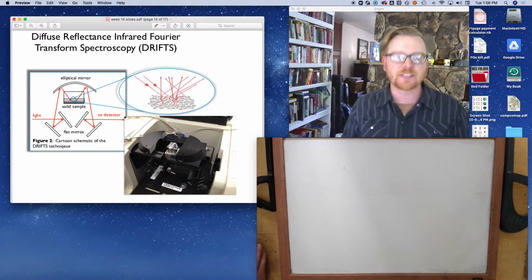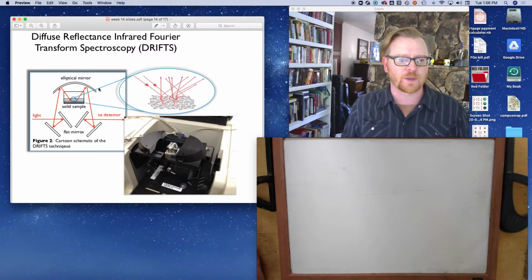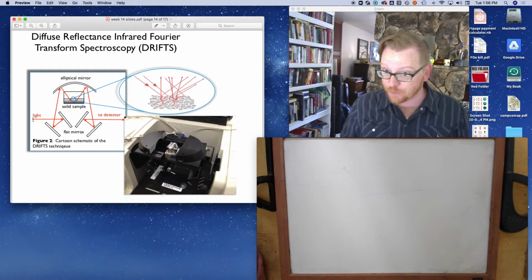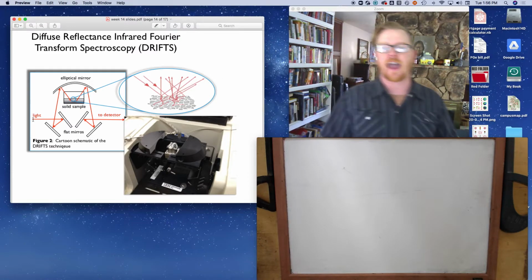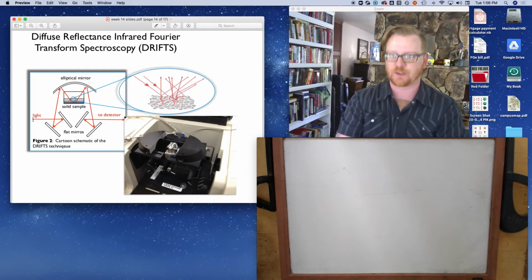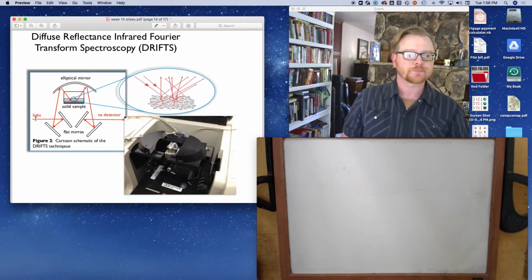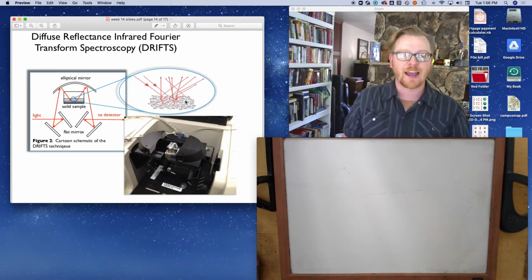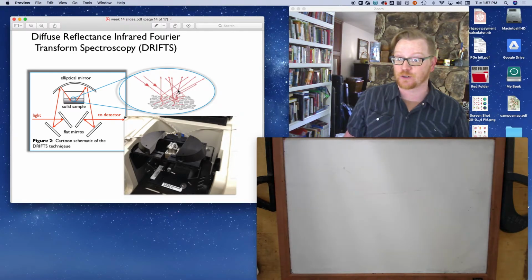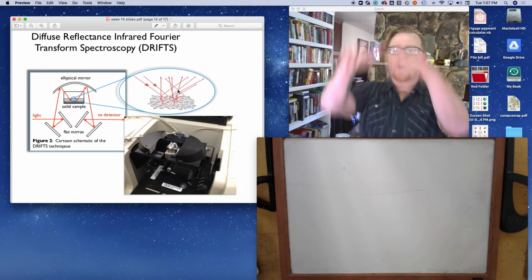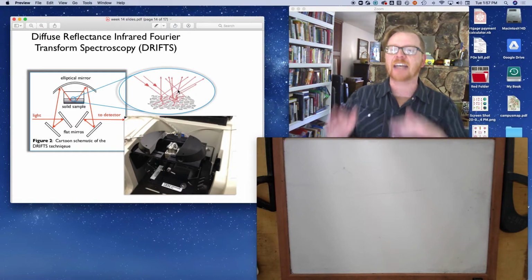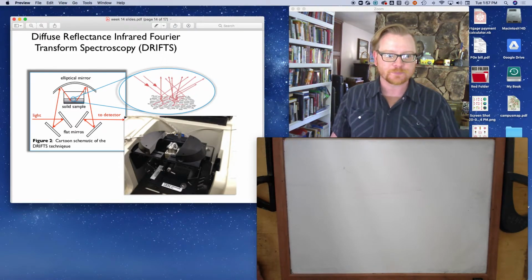It's really cool. This is the DRIFTS accessory that I have. And so there's an elliptical mirror over the sample surface. And as you can see from that zoom in, light from the Michelson interferometer, so this is still just a regular old FTIR, you just place this whole accessory down inside the sample compartment, bounces off these mirrors, bounces off the elliptical mirror, and then scatters diffusely off the surface of the sample. This is why you have an elliptical mirror, so it can catch all of these different angles and then send them back and on to the detector.